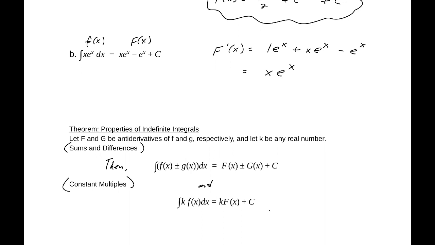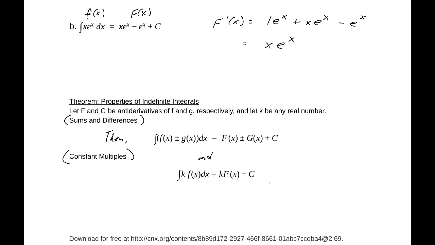So if you have the integral of f of x plus g of x, that's going to be the antiderivative of each separately. And if it's plus or minus, we just kind of carry that down. Also, if we have a constant multiple, and this will come in handy, we can factor it out of the antiderivative.